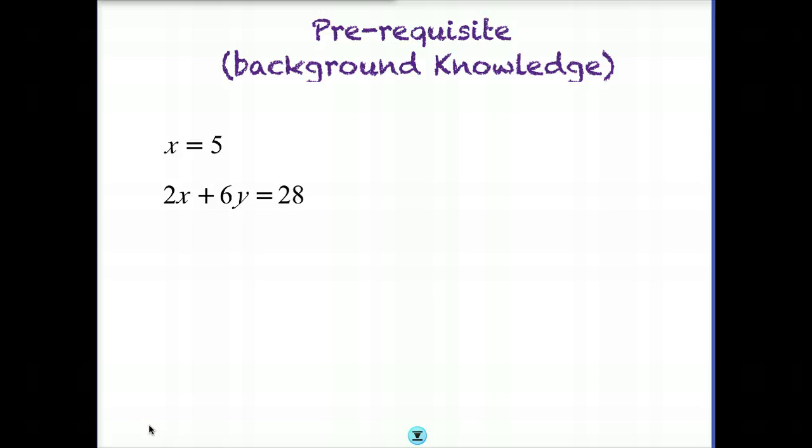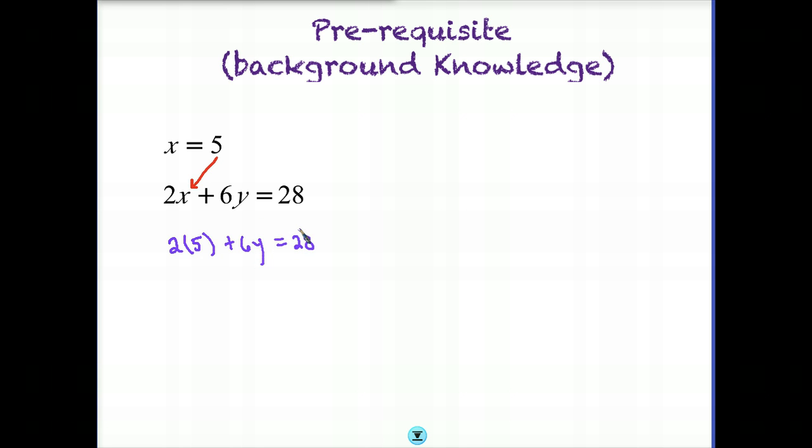So let's first go over some background knowledge, some prerequisite knowledge in order to be able to use the method substitution. So in this example here, we have two equations. We have one where x equals 5, and we have another one, 2x plus 6y equals 28. If I told you that x equaled 5, you could take this 5 and substitute it in place of all your x's because that's what x equals. So if we were to do that, we could write the equation as 2, and then instead of x, we would substitute 5, plus 6y equals 28.